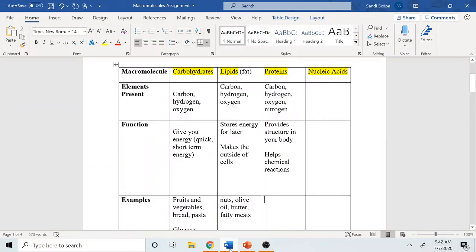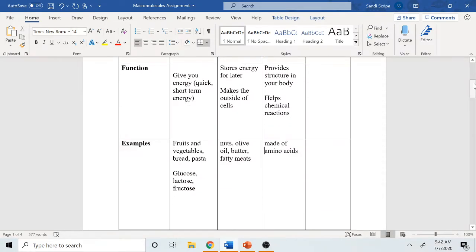So we're going to write a couple of things. One is I want to write down the words amino acids. Maybe we're going to write that proteins are made of amino acids. We're also going to write down some examples: meat, nuts, beans, things that you eat that have proteins in them.